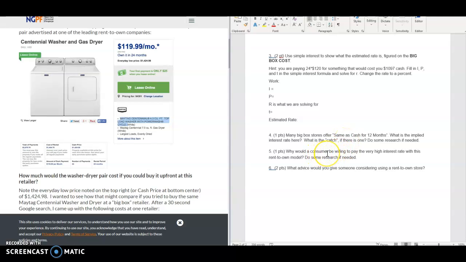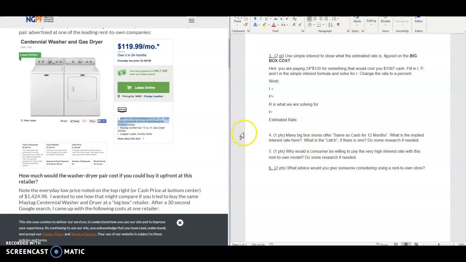Then number 5: why would the consumer be willing to pay a high interest rate? Why do some people use the rent-to-own model? Why don't they just pay it outright? And number 6: what advice would you give someone? Are there other options when you're buying something? What other options can you have if you don't want to rent to own?